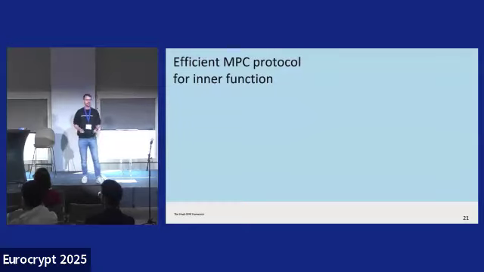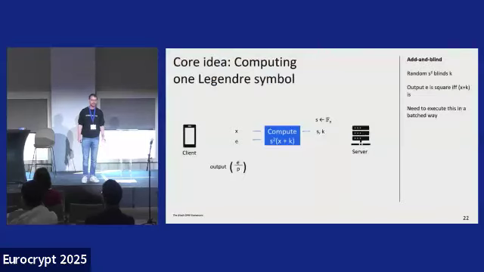Okay, the next step, if you want to follow the framework, is you need to have an MPC protocol for this inner function. And the core idea is already there in the Grassi et al. paper. If you would just have one of these Legendre symbols that you want to compute, then you can do the following. The client inputs its input x into some magic MPC box, and the server inputs its key. Then this magic MPC box computes x plus k.